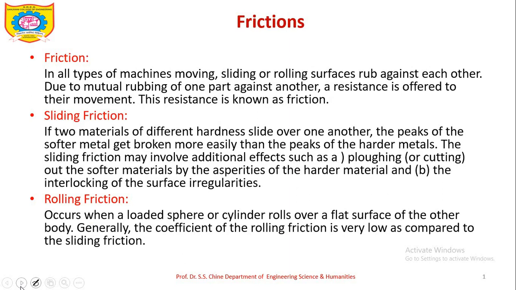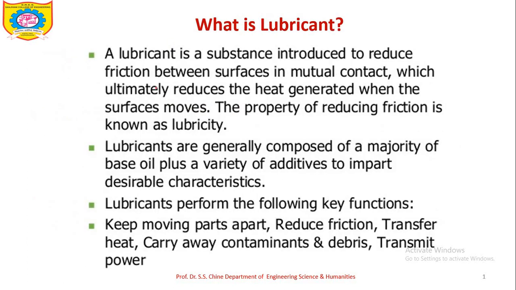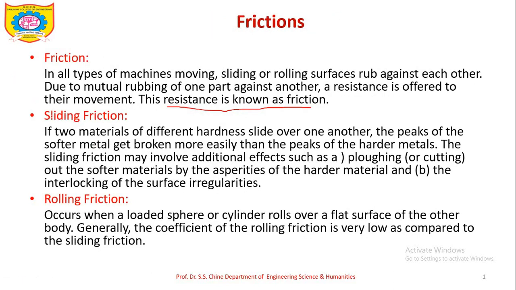So let me explain the meaning of friction, and which are the types of friction. In all types of machines, moving, sliding or rolling surfaces rub against each other. Due to the mutual rubbing of one part against another, a resistance is offered to their movement, and this resistance is known as friction. Simply, the resistance towards the movement is known as friction. This friction is of two types. The first one is known as sliding friction, and another is known as rolling friction.